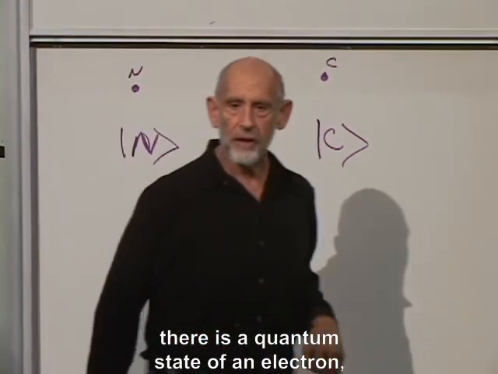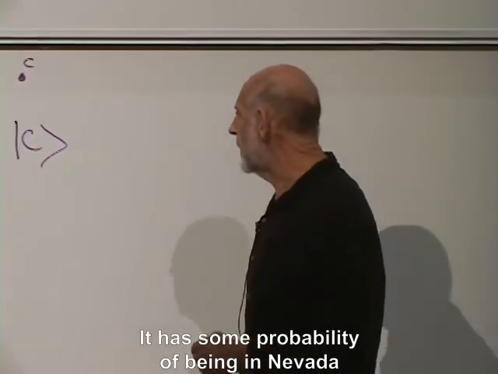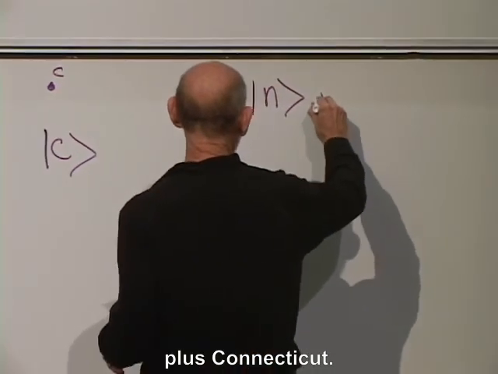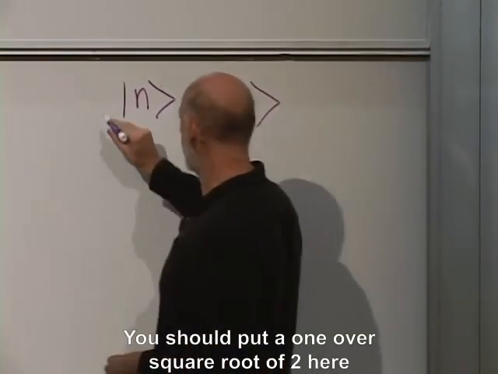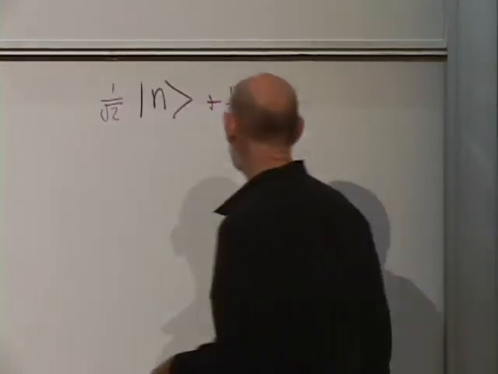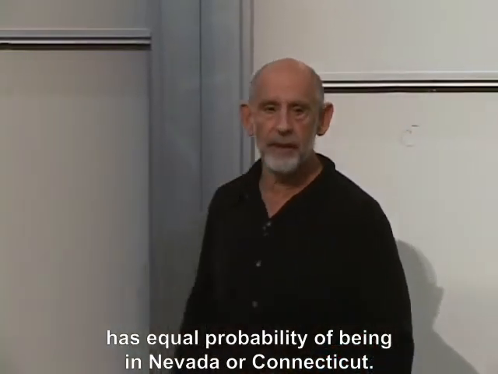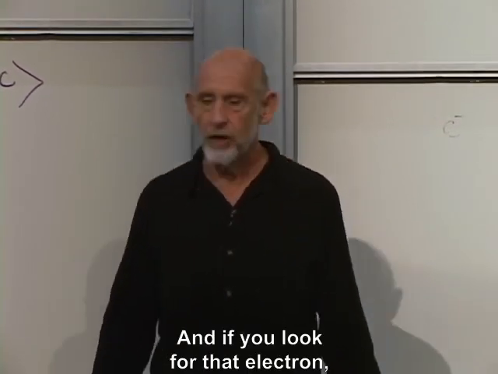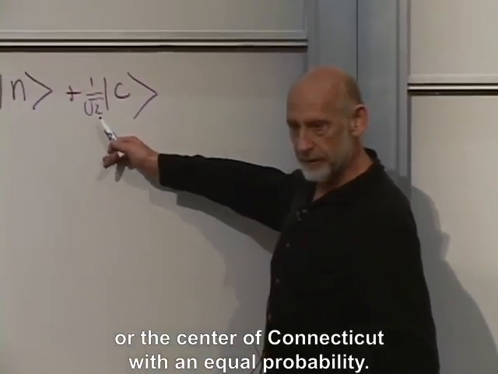Now, there's a quantum state of an electron which is a superposition of being in Nevada and Connecticut. It has some probability of being in Nevada and some probability of being in Connecticut. Nevada plus Connecticut. This is one electron with equal probability. You should put a 1 over square root of 2 here to make the probability come out to be 1. This is a state of an electron which has equal probability of being in Nevada or Connecticut. It's a quantum state, and if you look for that electron, you'll either find it at the center of Nevada or at the center of Connecticut with an equal probability.